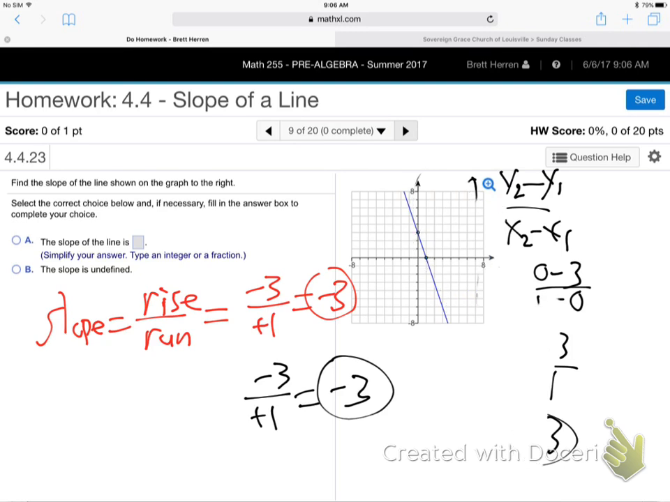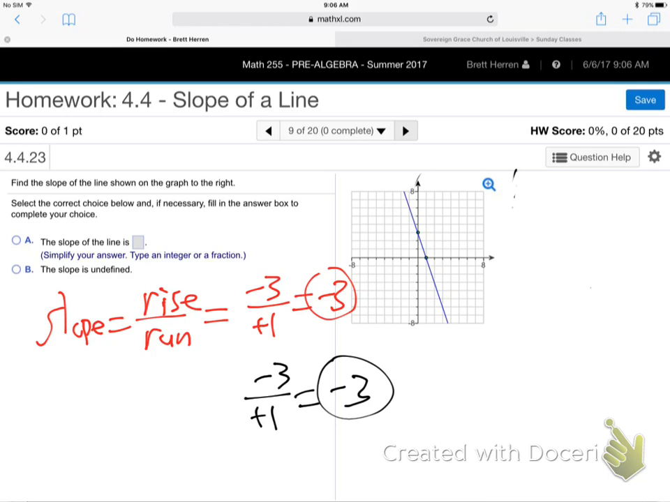Now, let me point out this. This is kind of interesting, I think. Remember how we said we could reverse the points? The order doesn't matter? That's true here, too. I could start from this point. This one right here. You don't have to start from the higher one. You can start from either one. And just do the rise over run, and it'll work.